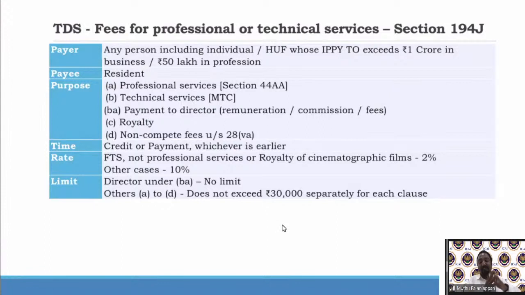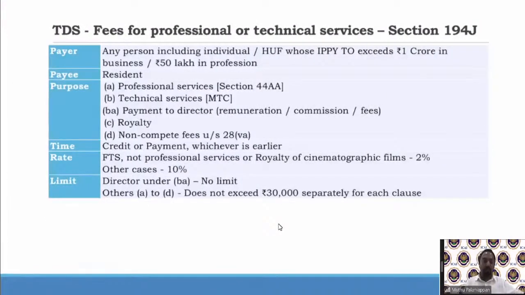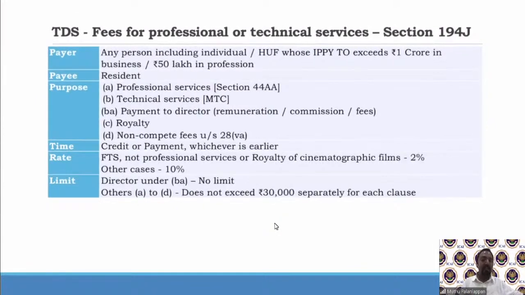So welcome back. We'll start with the next section, 194J. 194J is for professional or technical services. Similar to many other sections, the payer is any person other than an individual or HUF who does not fall under the turnover category. And the payee is any resident. So it's similar to 194C, 194H and all the sections that we are talking about.